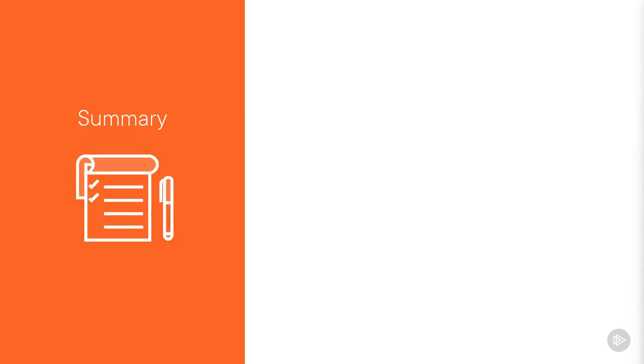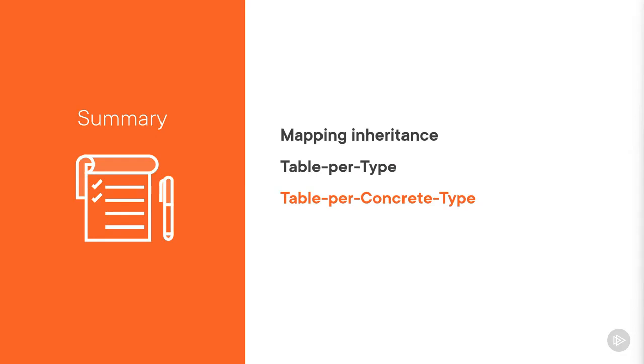In this module, we've looked at two more ways of mapping inheritance to our database using EFCore. We looked at using table per type and table per concrete type. Both of these strategies create individual tables for all entities in our hierarchy. The difference is that the table per type strategy creates a normalized schema on our database and the table per concrete type creates a denormalized schema.